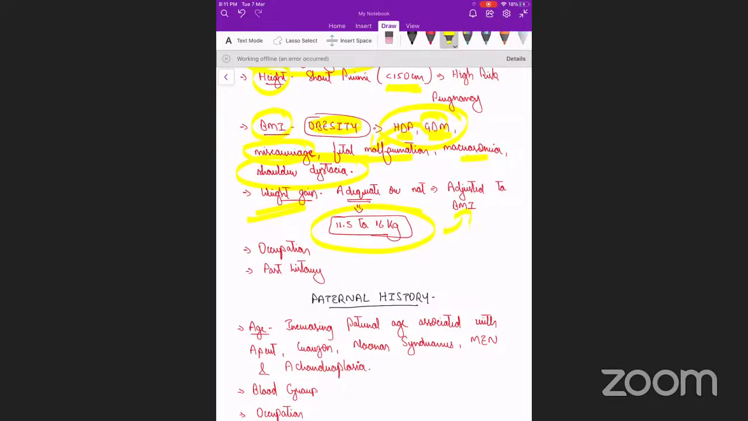Okay, if there is normal BMI, then weight gain is usually between 11 to 13 kgs. If the mother is having undernutrition, then we expect slightly higher weight gain, up to 16 kgs. Occupation of the mother is important, because if she is doing any strenuous, stressful or physically demanding work, then we'll have to advise a good amount of rest, correct? So occupation is important. And we also ask about any other significant past history or any other systemic illness that the mother is suffering from.